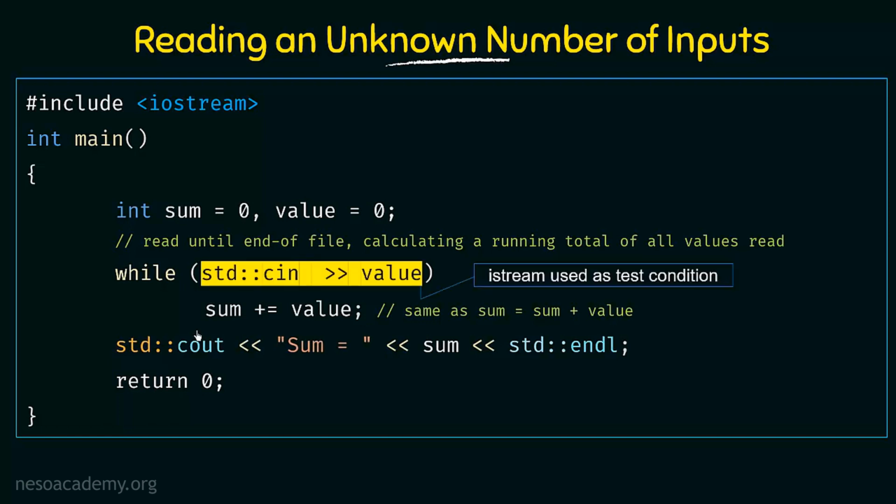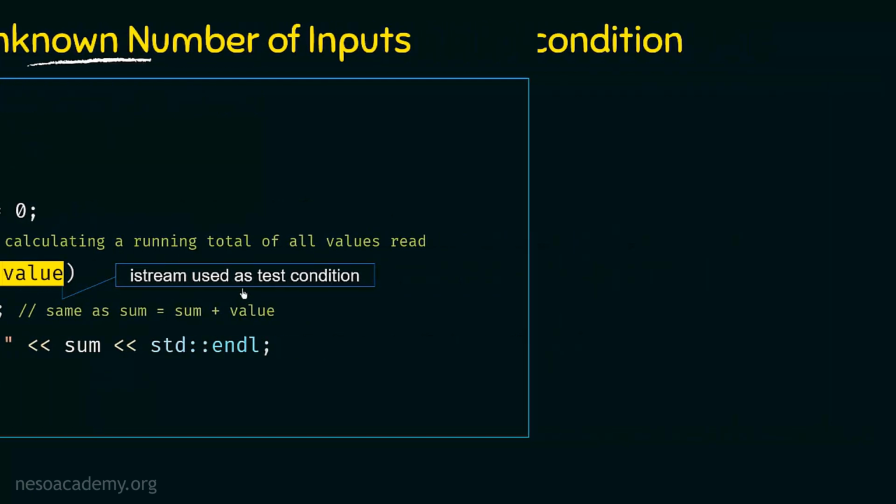Okay, so here the important thing is this condition over here. So we see that the istream is used as a test condition. Why do I say istream? Because cin is the console input, which is a part of the input stream. So this is used as the test condition. So we need to talk a little bit more about this to understand how this is working. So we will talk a little more about using istream as a condition and what are the things that happen when we use istream as a condition.